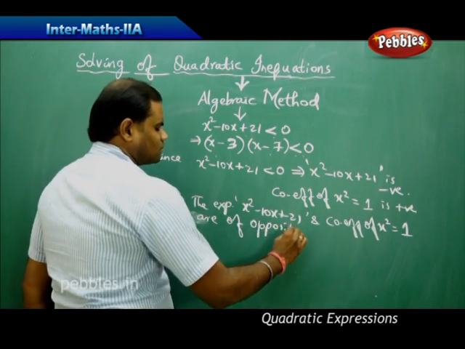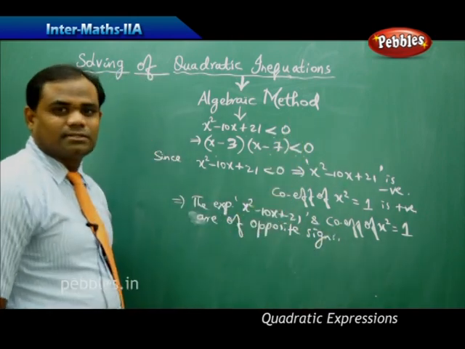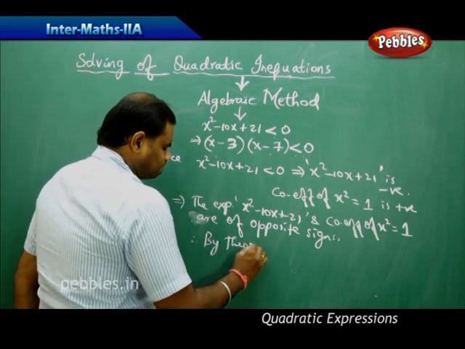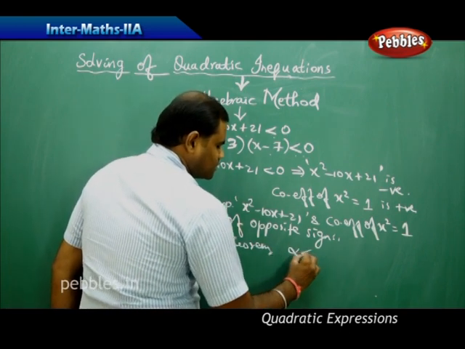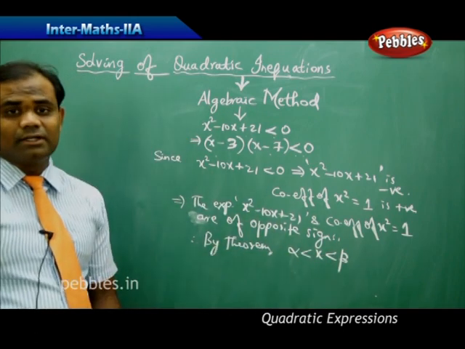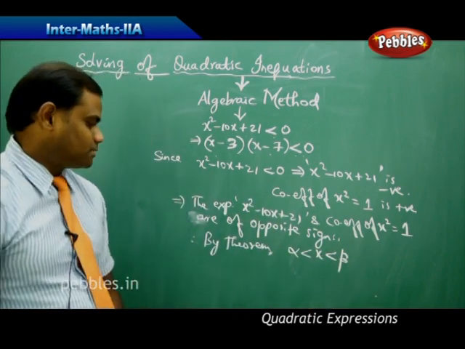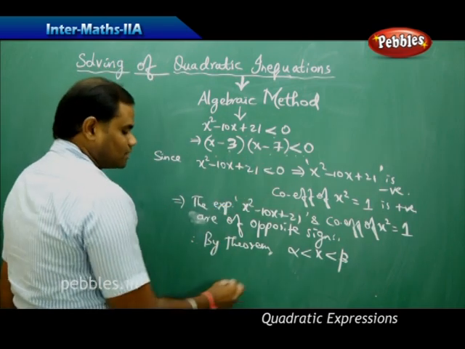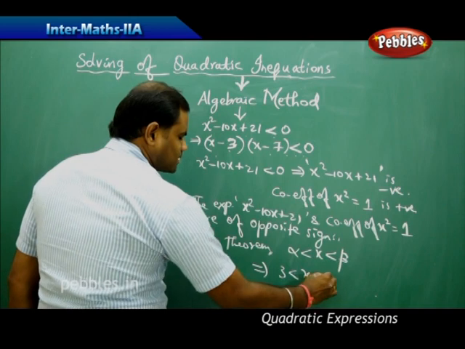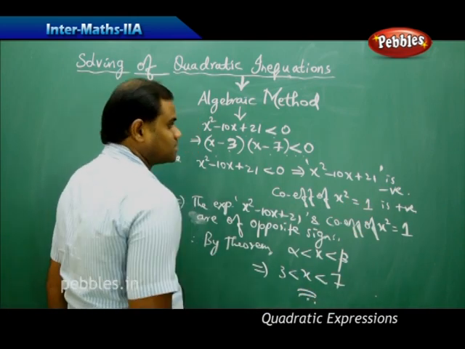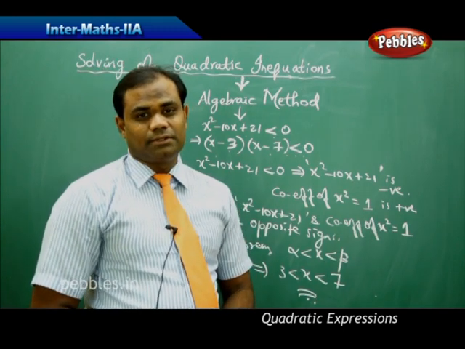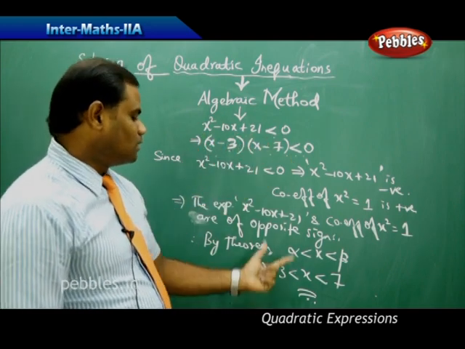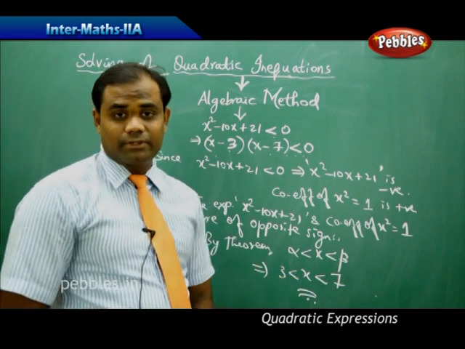Now, when they are of opposite signs, by the theorem, x lies between the two roots alpha and beta, as we have seen in the proof of the theorem in the previous sessions. Since they are of opposite signs, x lies between the roots, the roots here being 3 and 7, so alpha is 3: x lies between 3 and 7, which is the solution set for the given quadratic inequality. So for the expression x squared minus 10x plus 21 less than 0, my solution is all values lying between 3 and 7.